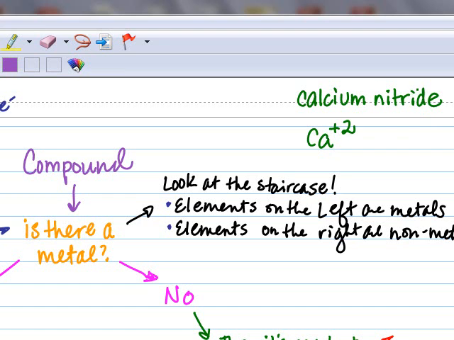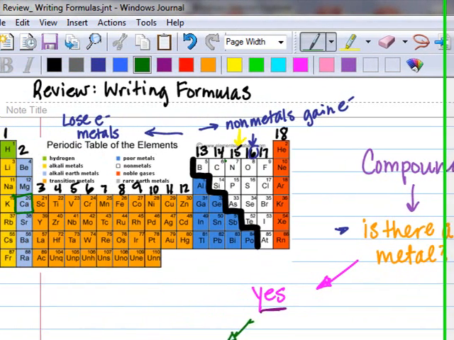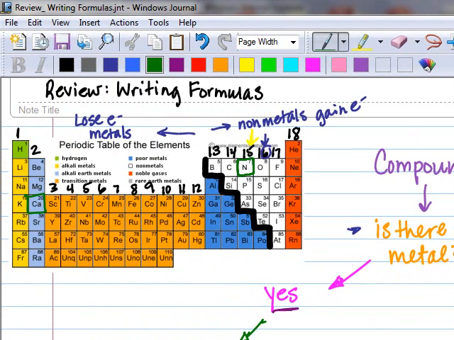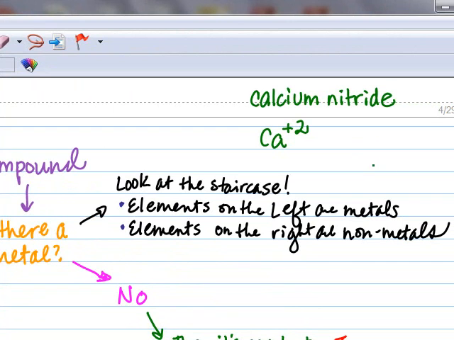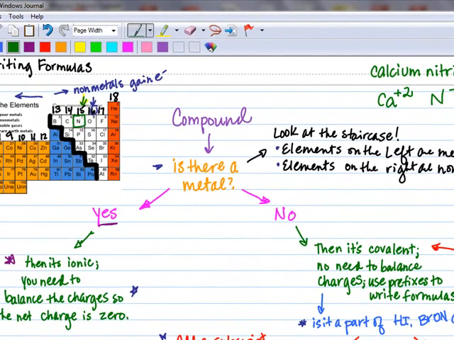Now, nitride is the ion for nitrogen. Nitrogen is in the 15th column. Look at the last number in 15. That means that nitrogen has 5 valence electrons, and if we subtract 5 from 8, we get the number 3, which means that nitride has a charge of -3.